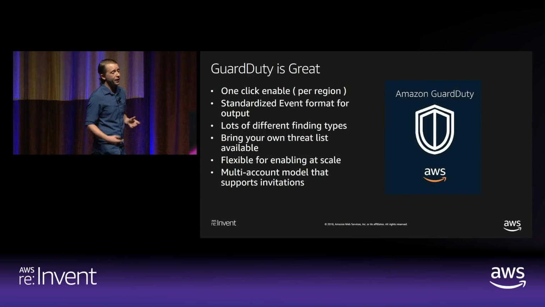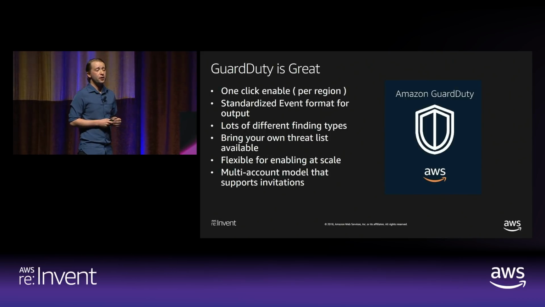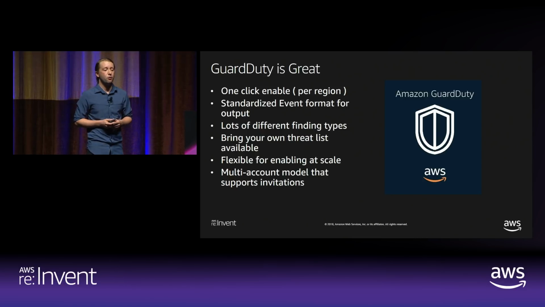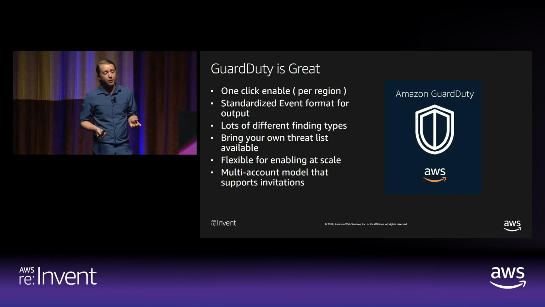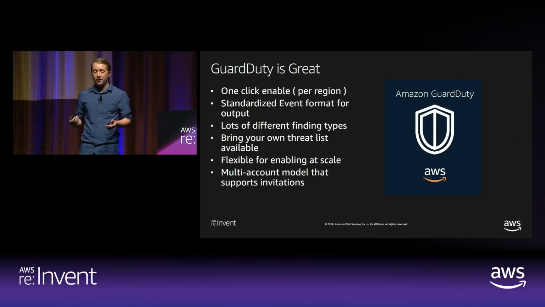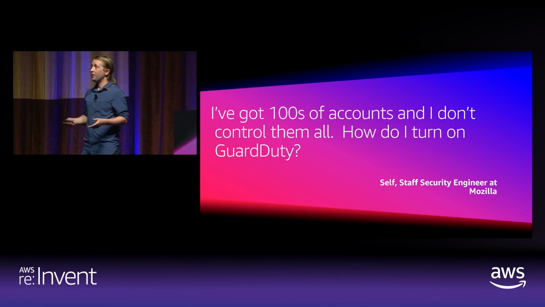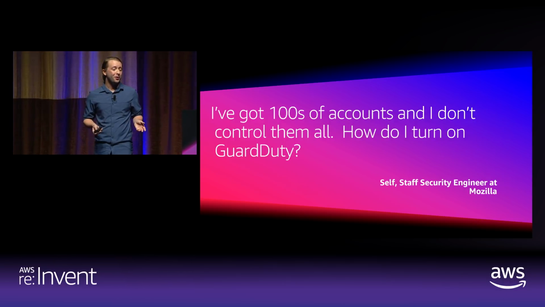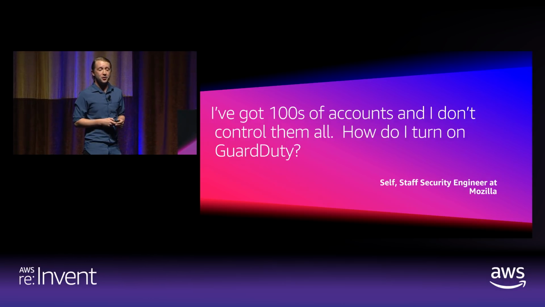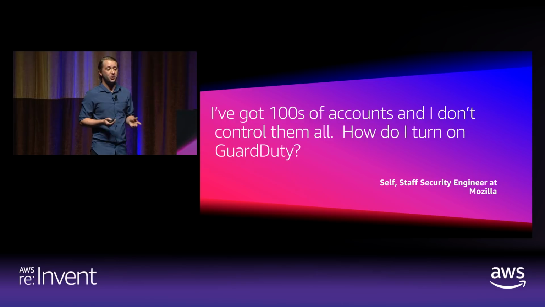So GuardDuty is great, right? It's generally a one-click enable. It has a standardized event format for outputs, lots of different finding types. You can bring your own threat intelligence list. It's very flexible for enabling at scale, and the multi-account model does support invitations. But I have hundreds of accounts, and I don't necessarily control them all the time, and I need to get GuardDuty turned on and make sure that it stays on.